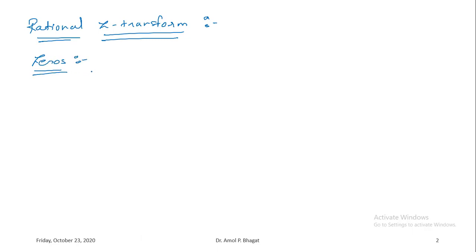Before this, we have already discussed the region of convergence, that is ROC. ROC is nothing but all values of Z for which x of Z is finite. We've seen this. Here we'll be defining zeros. The zeros of the Z transform x of Z are the values of Z for which x of Z is equal to 0.